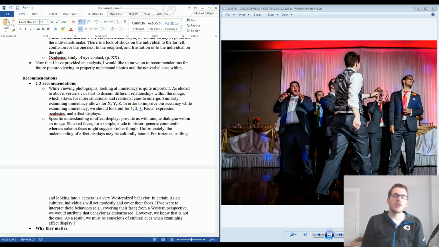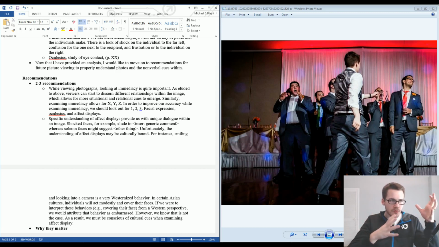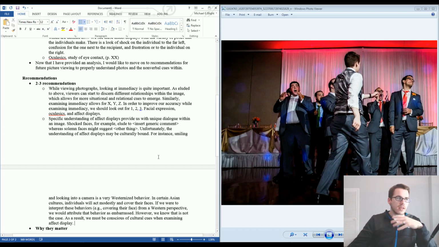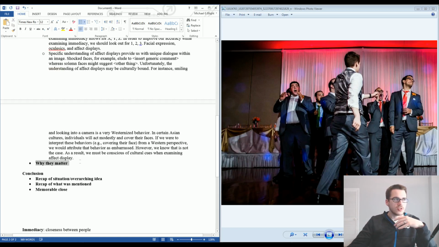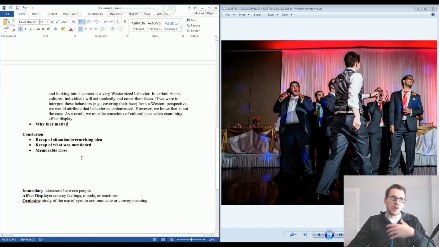Okay, so you're giving us some insight. You're giving us some idea as to what these cues are that we're observing, how it is that we can use them, and what recommendations we need moving forward. Okay, and again, why they matter, all of these should sort of be sufficed. And as we go on to the conclusion, we sort of wrap up the situation.